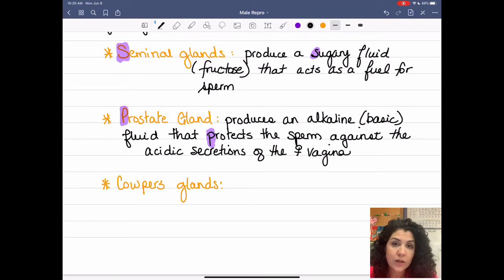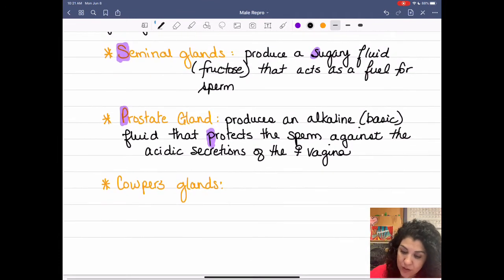Now, when you think about it, the female vagina is open to the outside world, and so it has to protect itself from any sort of foreign invaders that might want to get in. And so we have a series of glands called Bartholin glands in our vagina that produce this acidic mucus. And what it does is it kills anything that walks in. And so here, the prostate gland gives a shield to the sperm. So far, the sperm has picked up food, it has picked up a shield.